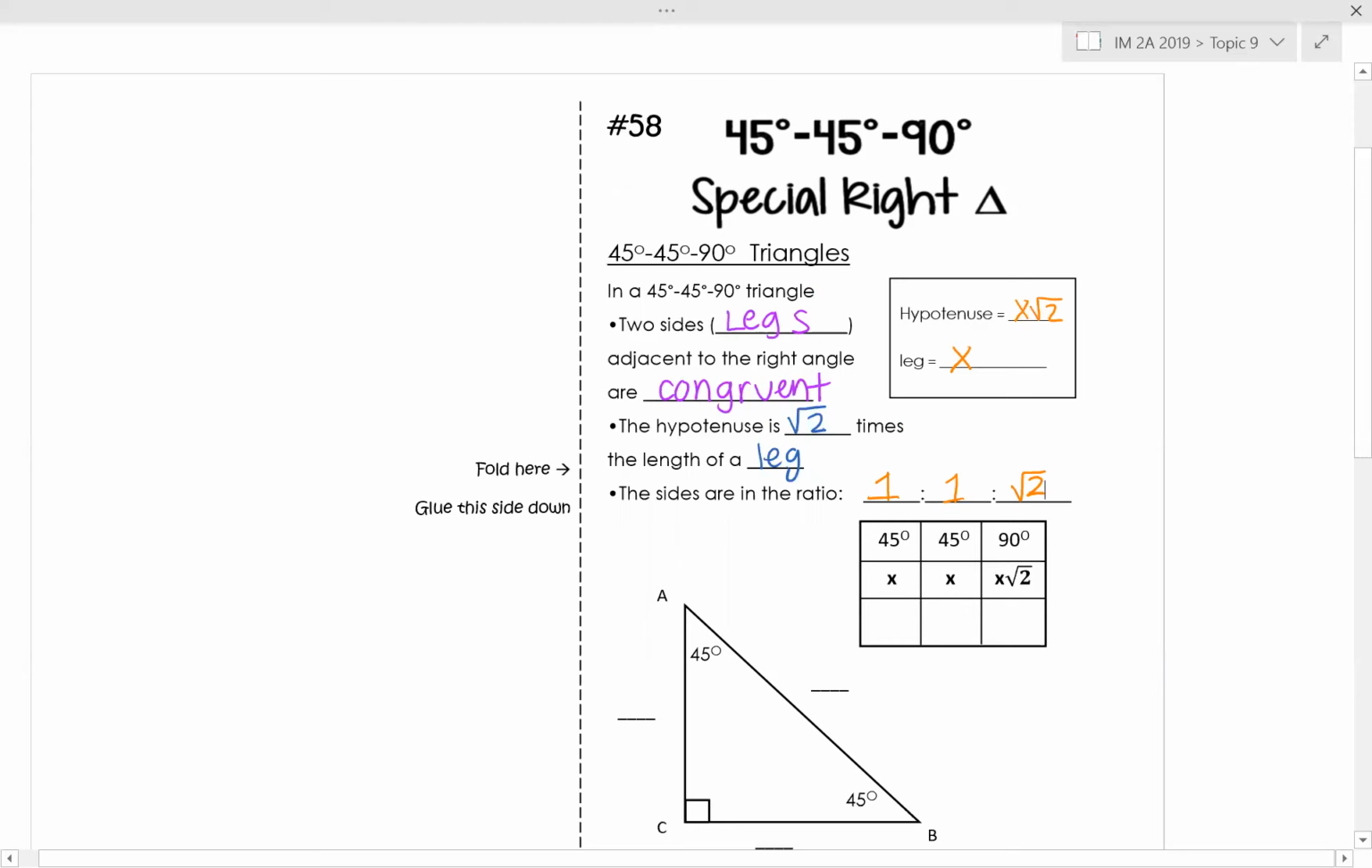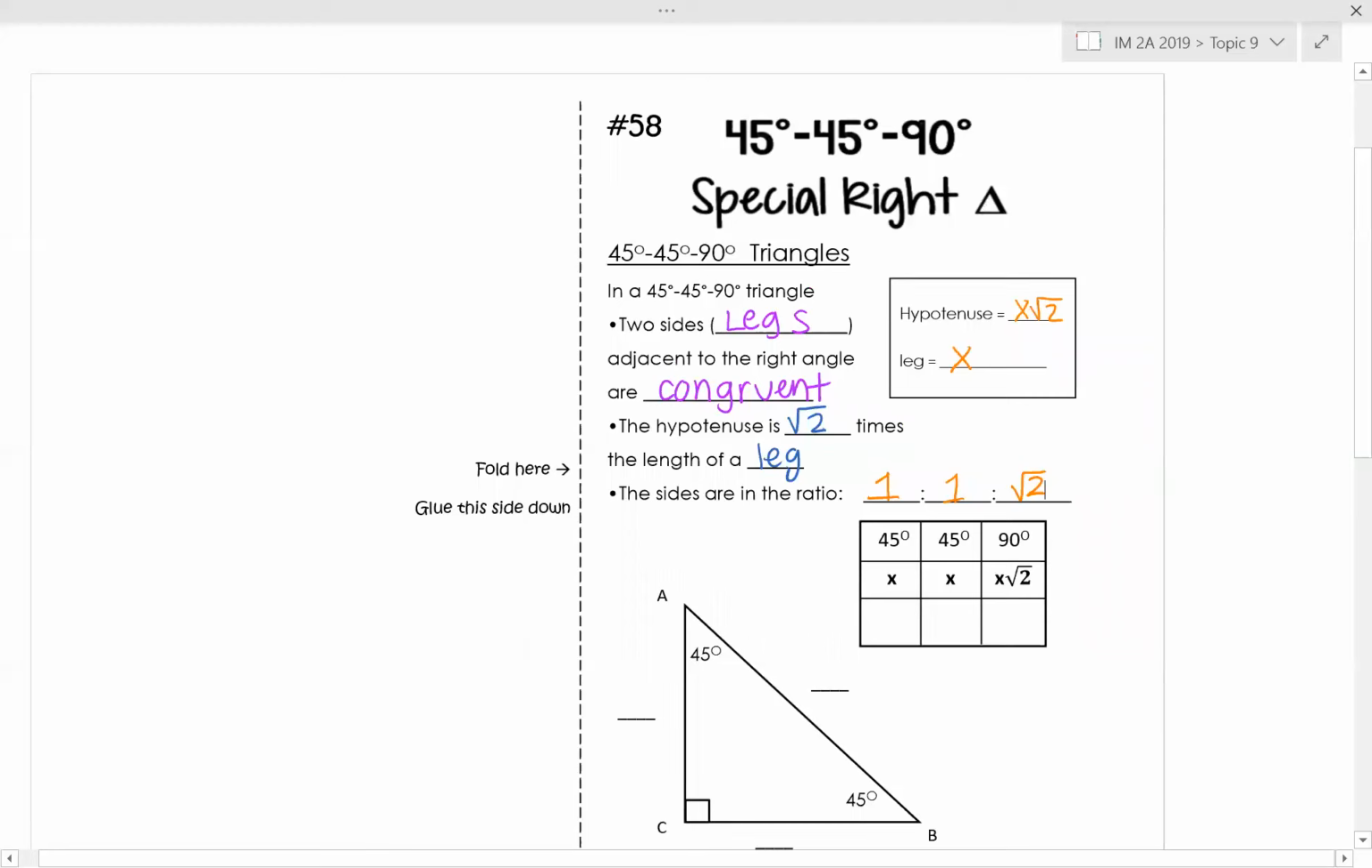So if we think about the sides as individuals, that means that they're in the ratio of 1 to 1 to radical 2, meaning that if I were to multiply all of those by the same number, that will give me the set of values that represent the sides of the right triangle.